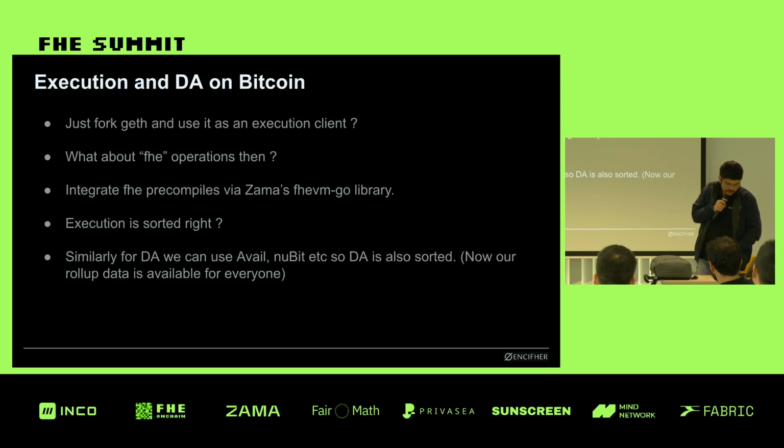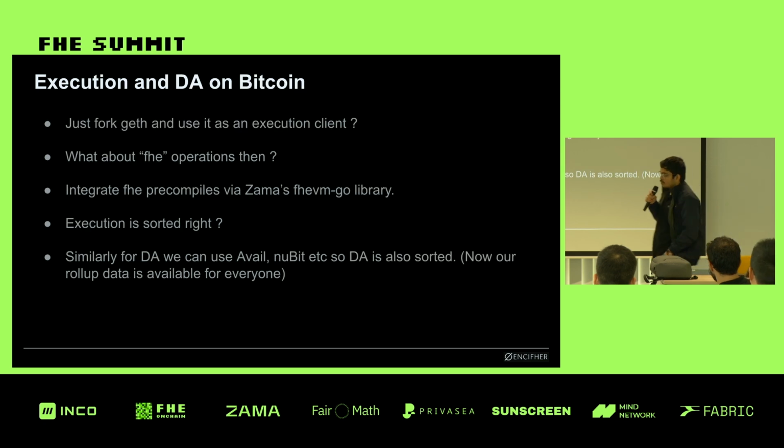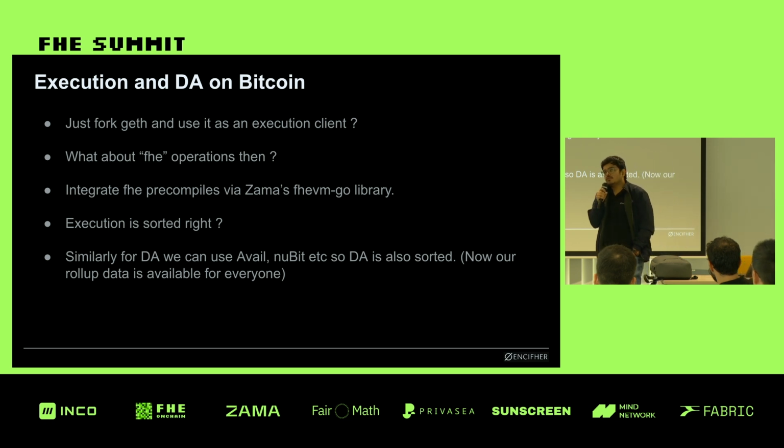So what about execution? If we are building an FHE rollup, how will it ensure the execution? If you ask this question to yourself, just fork Geth and integrate the FHE-focused precompiles. We already have a very good library by Sama, FHE VM, which enables you to integrate FHE precompiles in your Geth itself. So execution is sorted, right? And similarly for DA, we can use external DA providers to get the guarantees over the ordering of the transactions. So execution and DA are sorted.